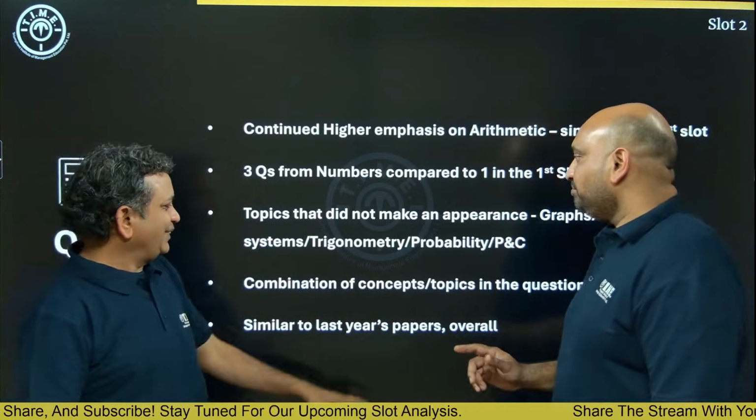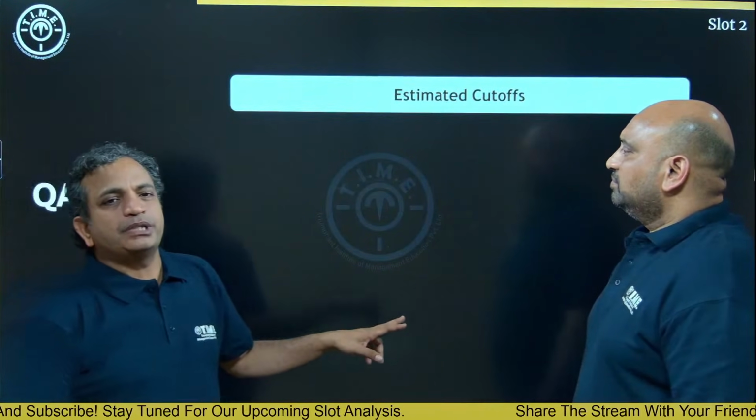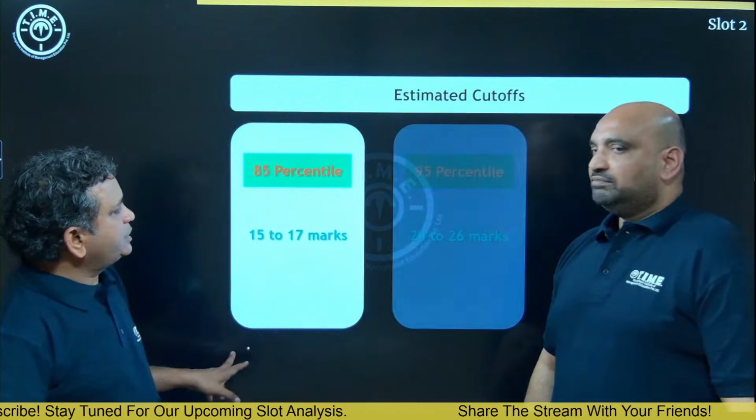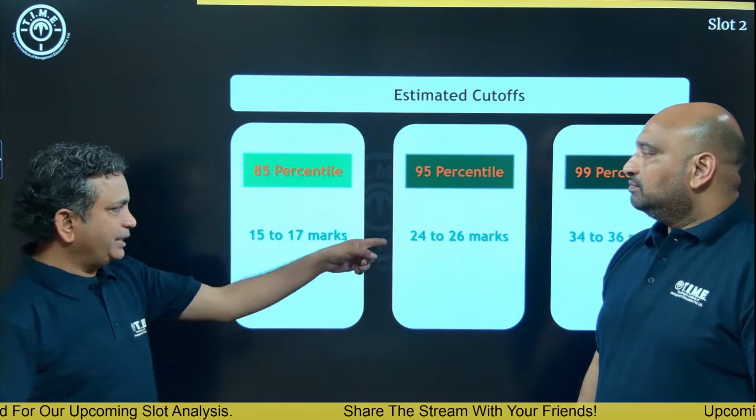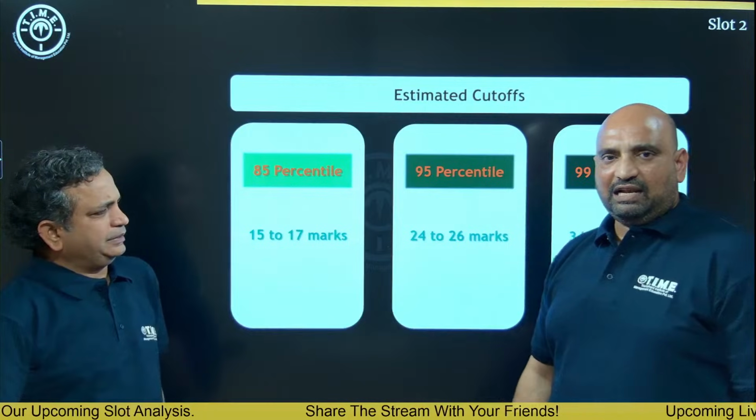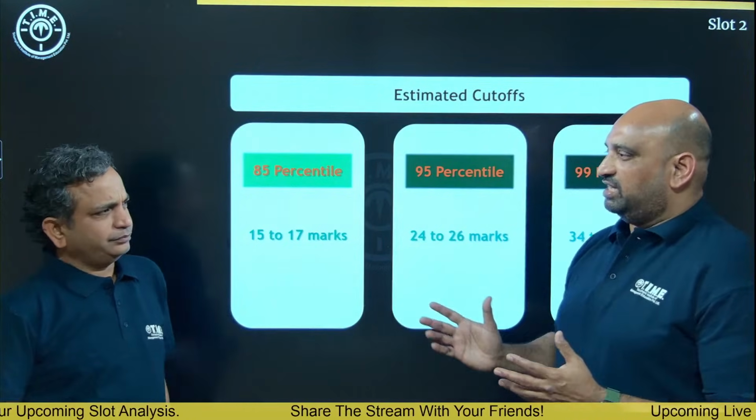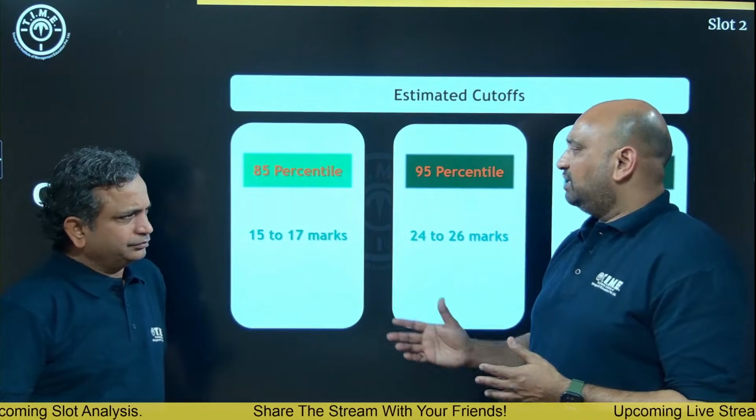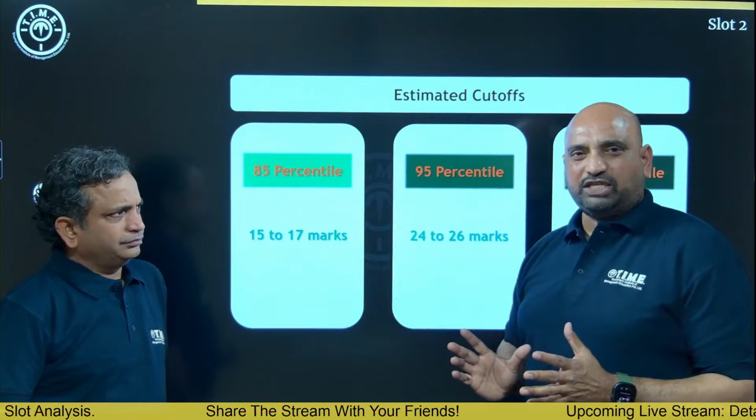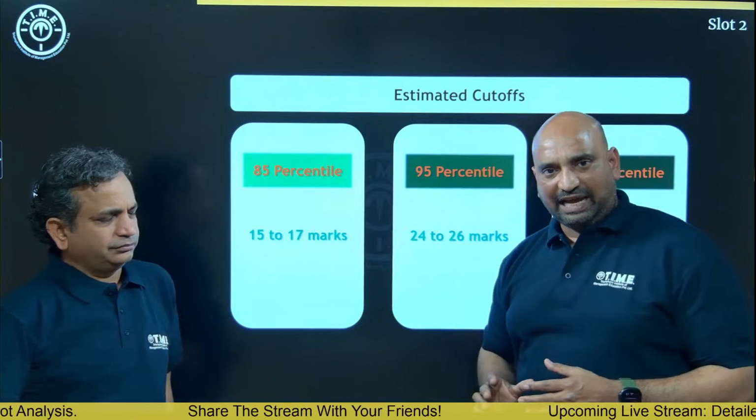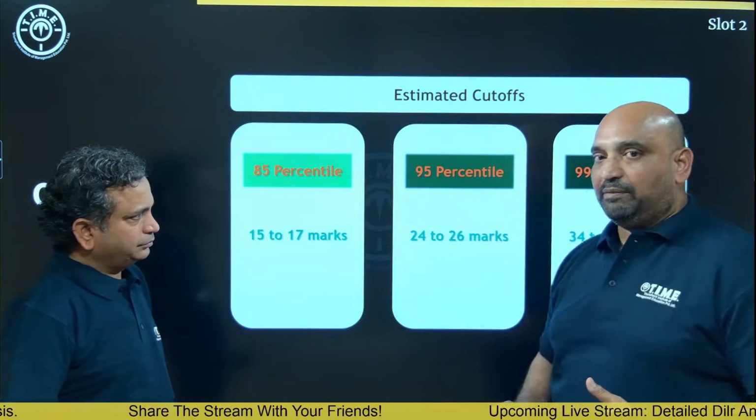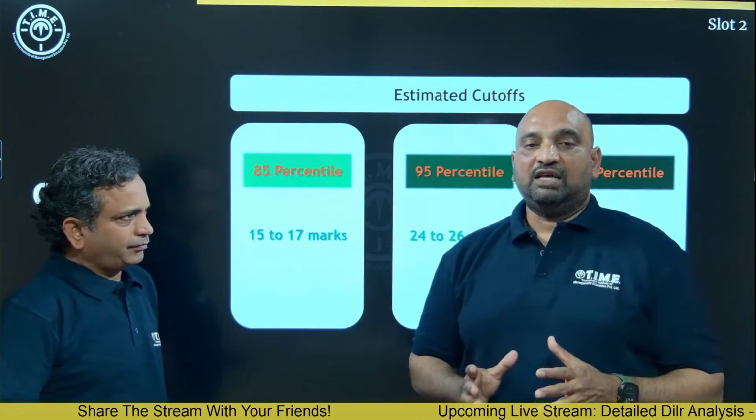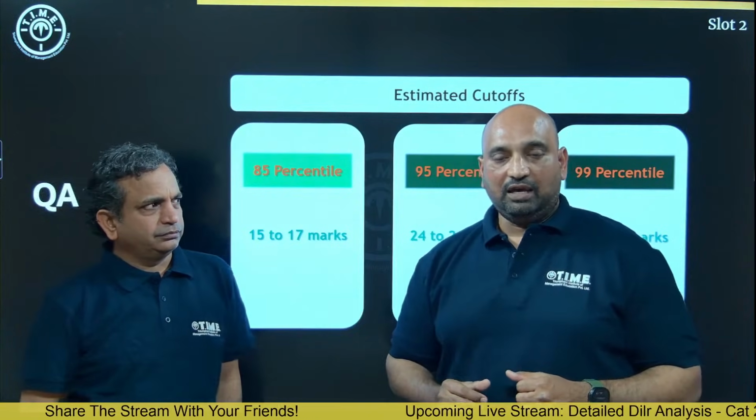All right. So we'll now move on to the estimated cutoffs in Quant, which look like this. Sai, any remarks? Similar range to last year's cutoffs. It is very similar, about 16 marks for about the 85 percentile. And at 95 percentile, we're looking at about 25. And at 99 percentile, closer to about 35, 36 is where we'll find the 99 percentile in the Quant section.